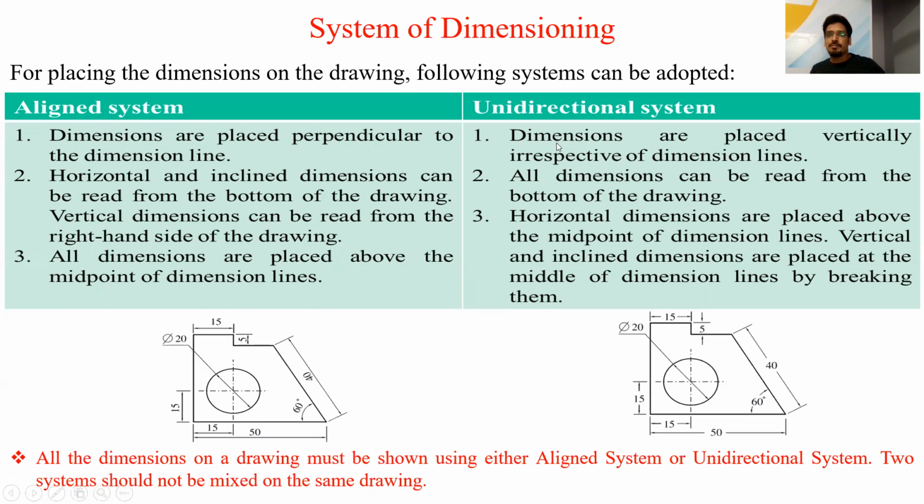But in unidirectional system, dimensions are placed vertically irrespective of dimension line, like this one. Then this, the dimension line is broken into 2 parts and the dimension is written in between, at the center of the dimension line, like this one. The direction of all the dimensions will remain the same.